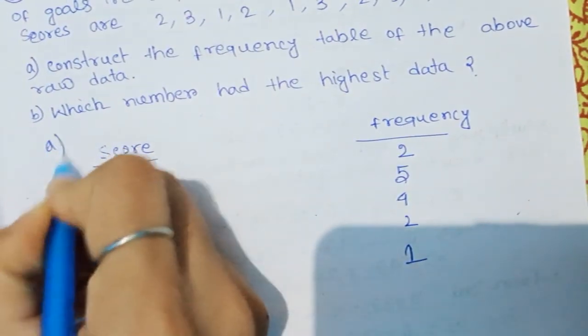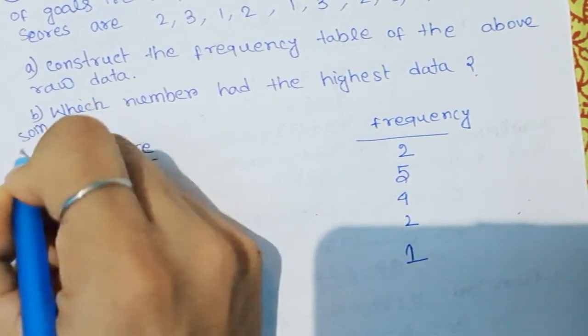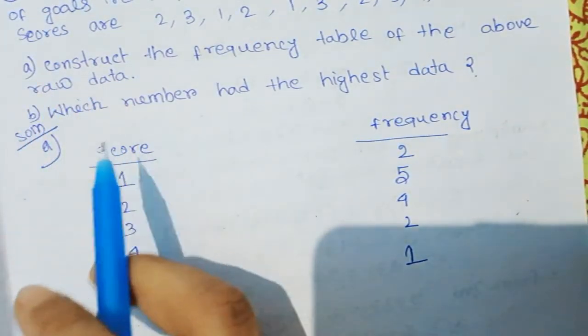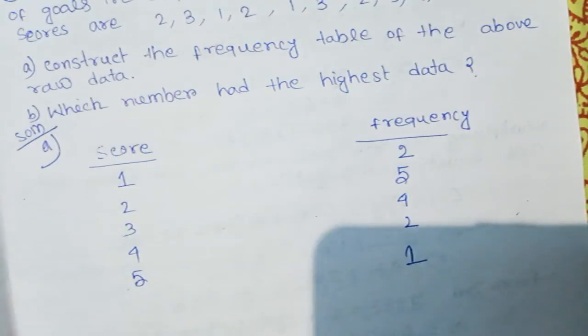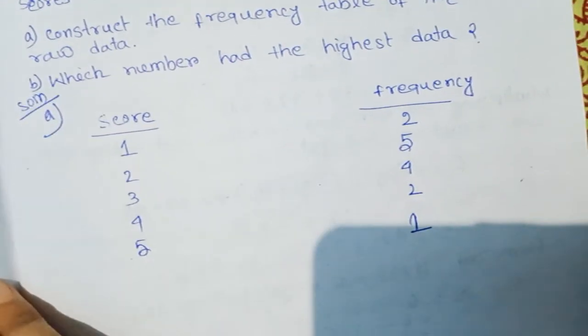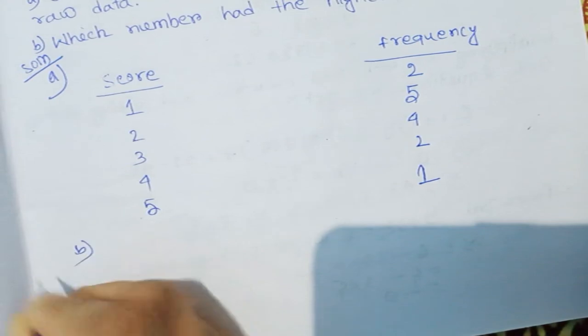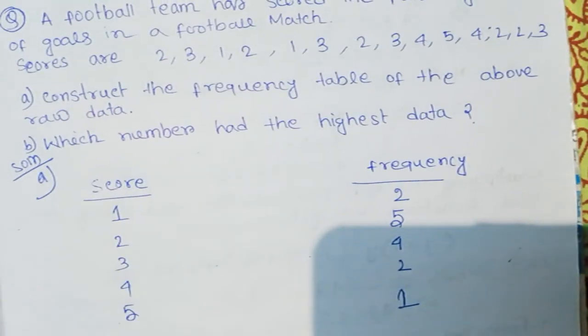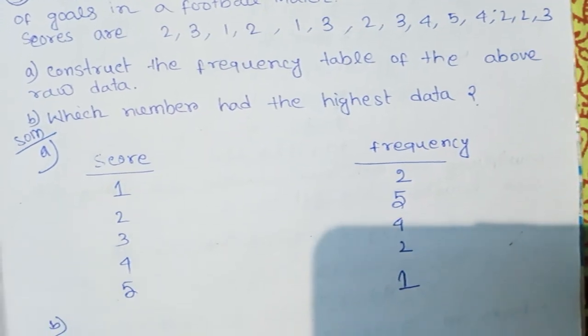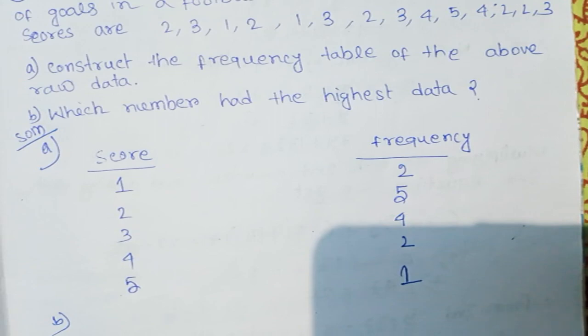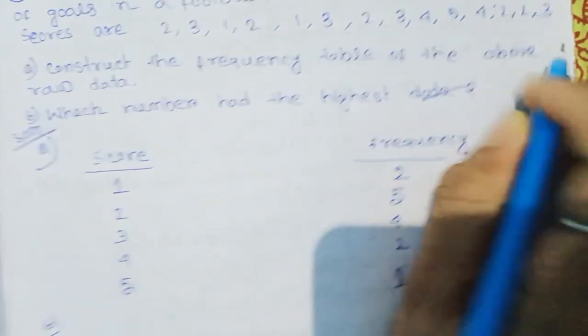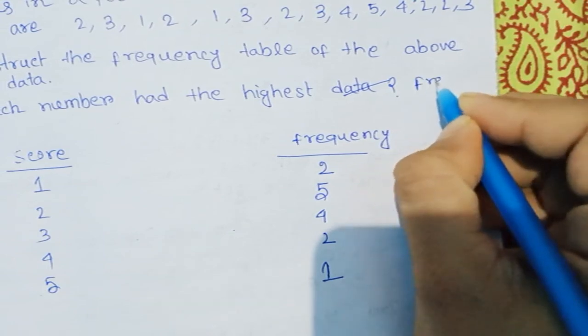Number A, the question was to construct the frequency table. Okay, so this is the frequency table using the above data. Now number B, what is the question? Which number had the highest frequency. Actually it will be frequency, which number had the highest frequency.